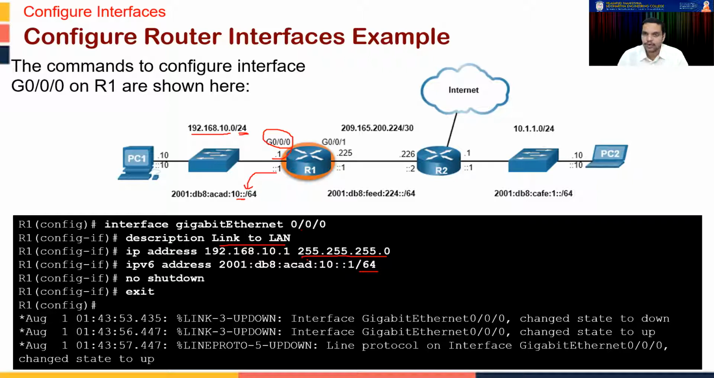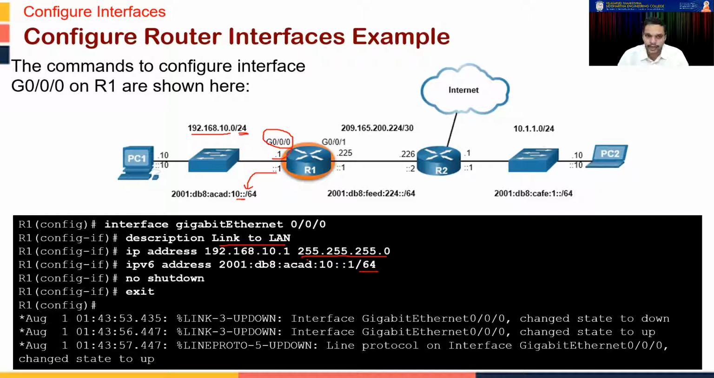So for this interface only, interface in the sense here, I'm saying that this is the link which the R1 is connected to. So for this link, I'm assigning an IP address of 192.168.10.1, and I'm assigning an IPv6 address of this, 2001:db8:acad:10:1/64. 64 is the prefix length. Please make sure that you have to do this.